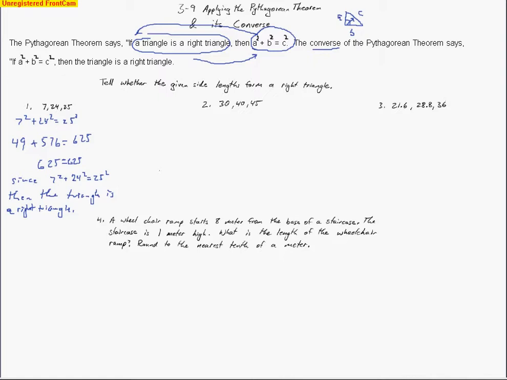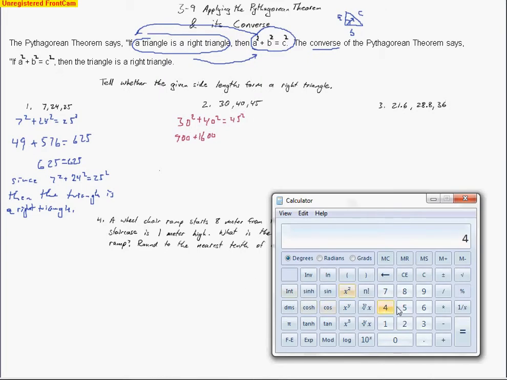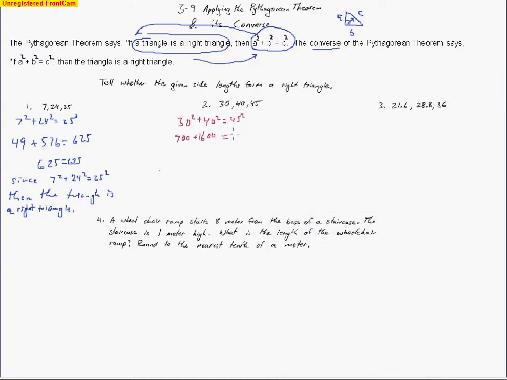So let's take a look at the next one, and it says 30, 40, and 45, so we plug those numbers in. So 30 squared plus 40 squared equals 45 squared. 30 squared I know is 900, plus 40 squared I know is 1600, but the calculator might help us out for the 45, and squaring that number gives us 2025. Once we add these two numbers together, I get 2500, and I see right away it's too big. It does not equal 2025.